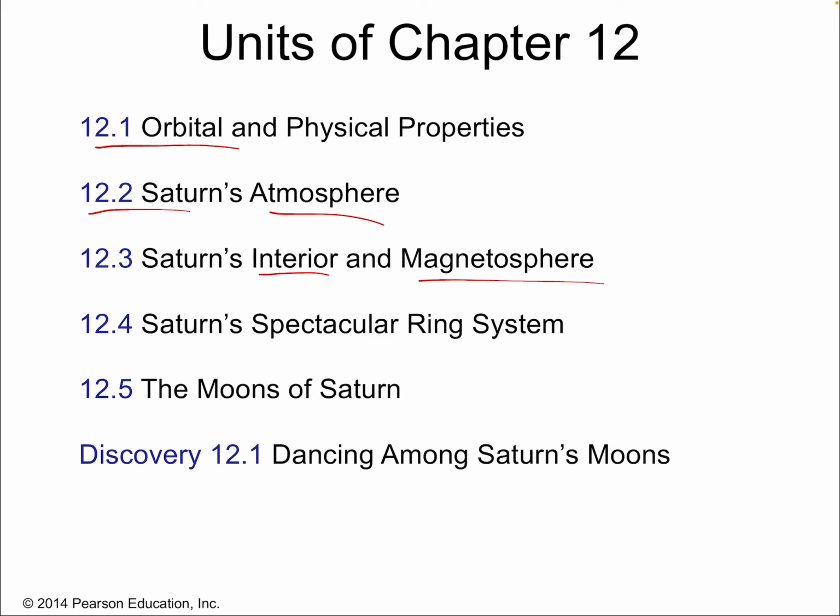We want to talk about its spectacular ring system. That's really the thing that makes Saturn stand out. We will talk about its moons because, like all the Jovian planets, Saturn has a lot of moons. Of course, Jupiter has 4 very famous moons. Saturn has a few famous moons as well. And we'll do a little discovery about dancing among Saturn's moons.